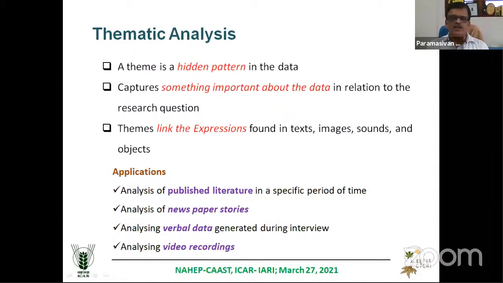So for the applications of thematic analysis, you can take the published literature on some particular topic over a period of time.